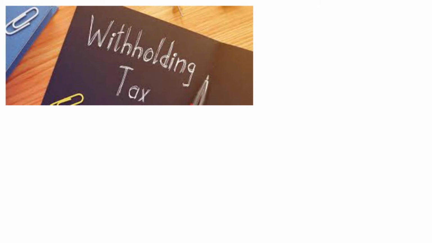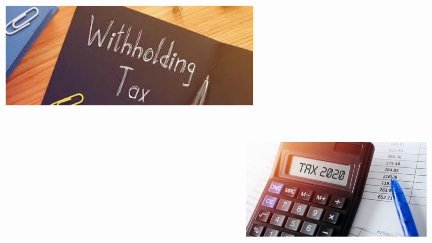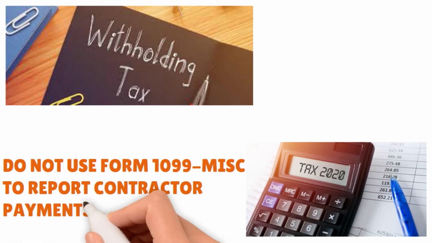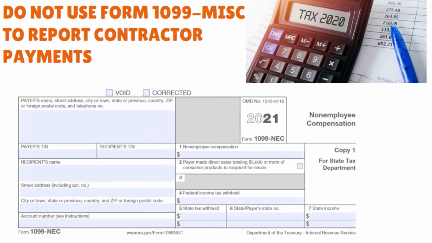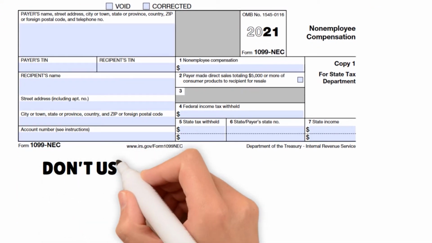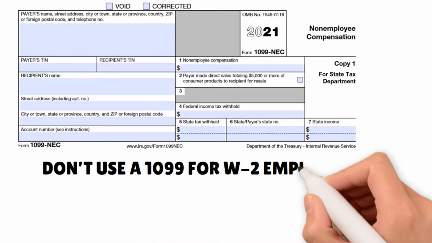One thing I want to say here is that as of the tax year 2020, do not use Form 1099 MISC to report contractor payments. This is where Form 1099 NEC comes in, and we've covered that again on another show. And as always, do not use a 1099 for W-2 employees.